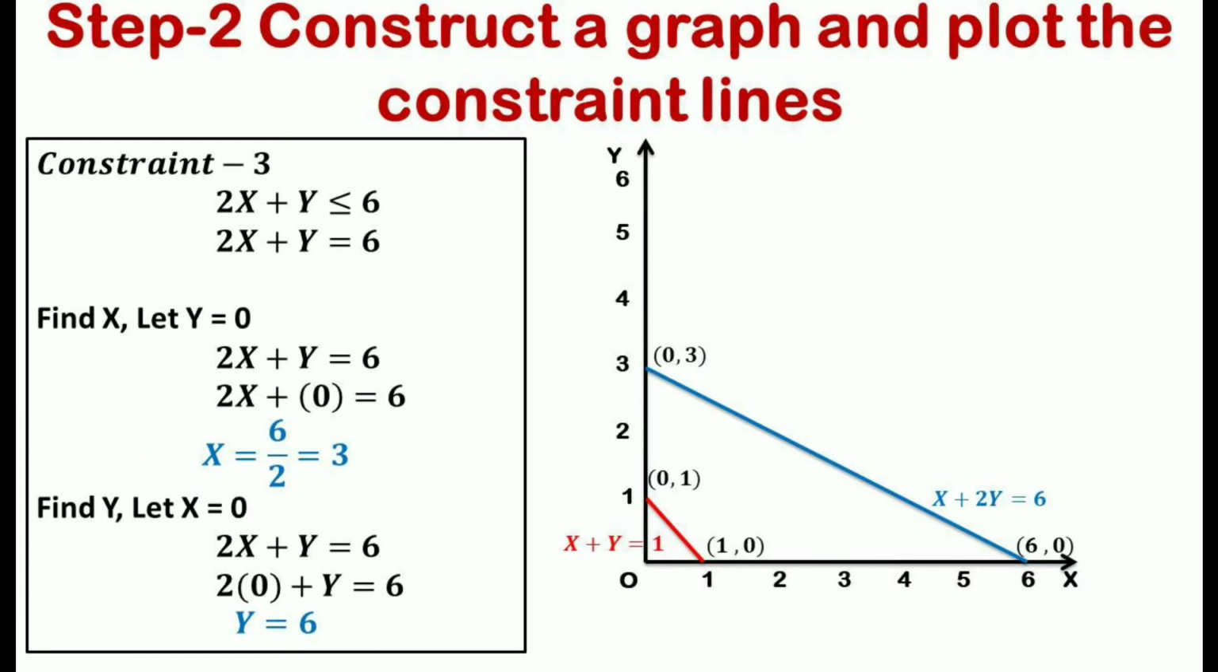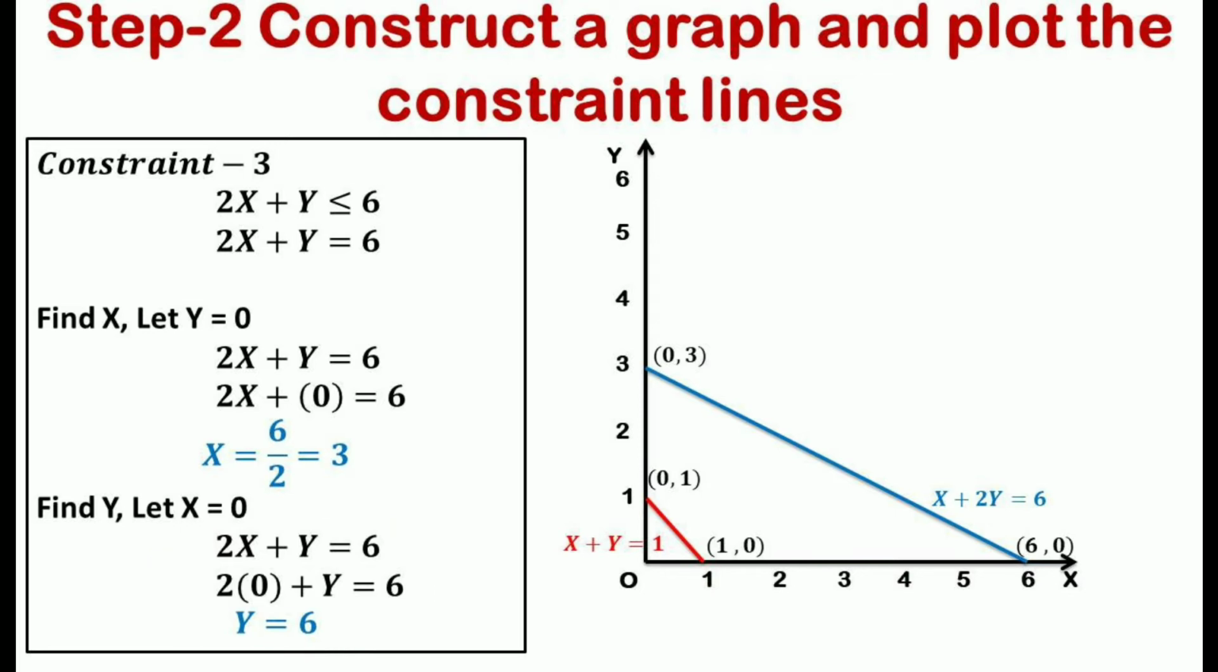Now, similarly, we are going to find the value of y by substituting x is equal to 0. Then 2x plus y is equal to 6. By substituting the value of x is equal to 0, it is 2 into 0 plus y is equal to 6. Therefore, y is equal to 6.